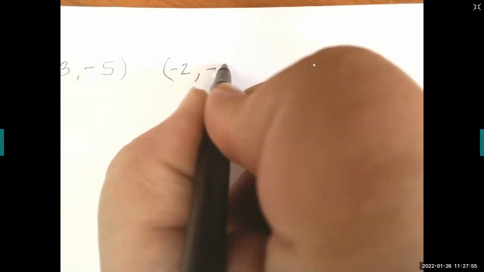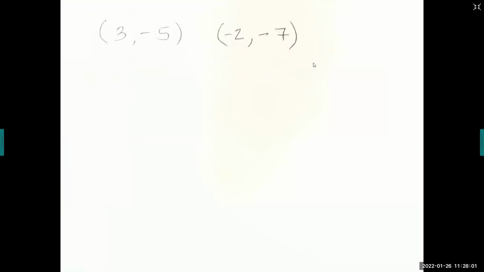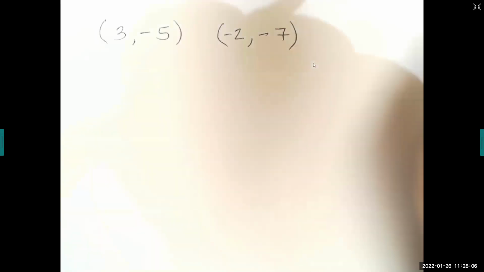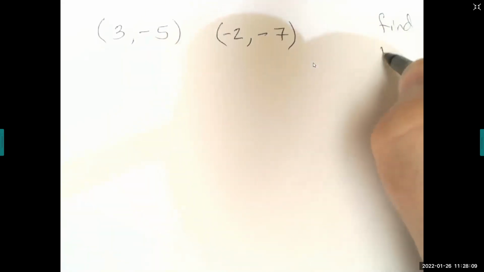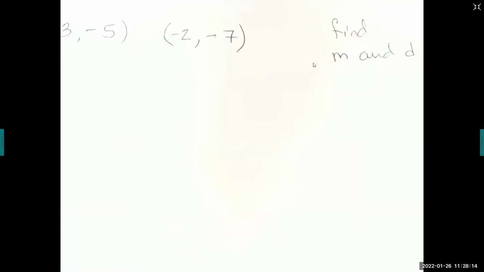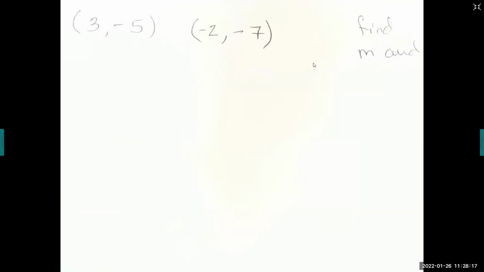All right, let's do an example. Three, -5, -2, -7. Find M and D.